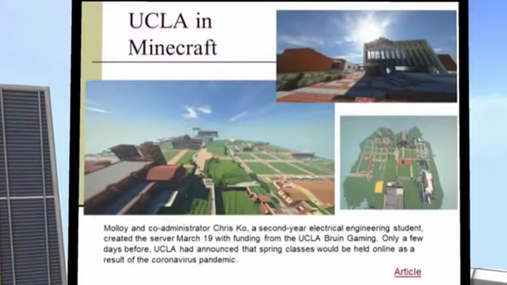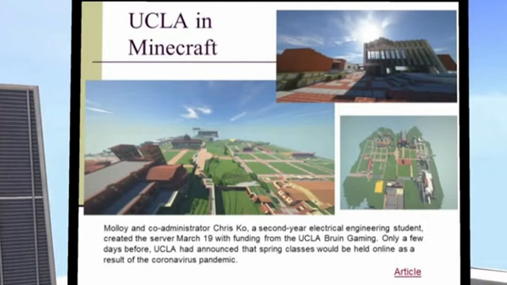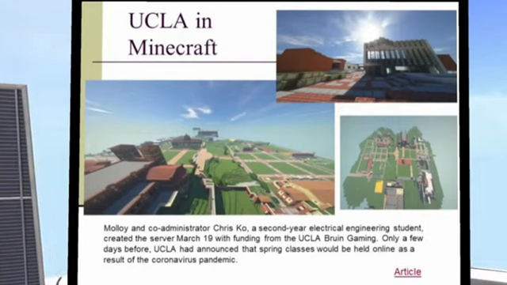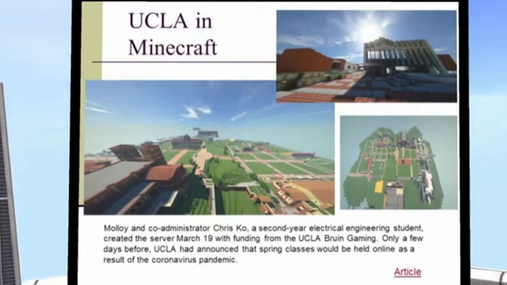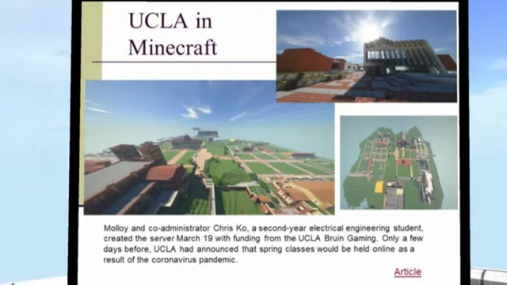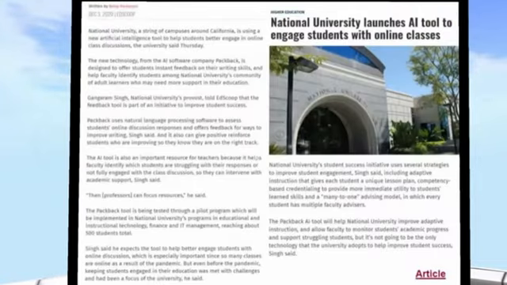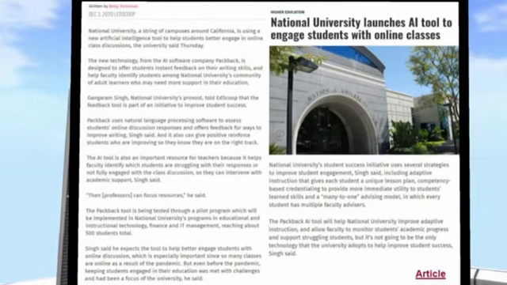Here are some interesting, innovative steps that they've taken at a couple of universities where I teach. After COVID closed the UCLA campus early in the COVID crisis, they put up a virtual campus in Minecraft. It was interesting to look at. I don't think they've done much with it. It's interesting to note it was paid for out of the Bruin Gaming Fund. That seems worth noting. And National University has worked on an artificial intelligence program to help engage students in online classes.